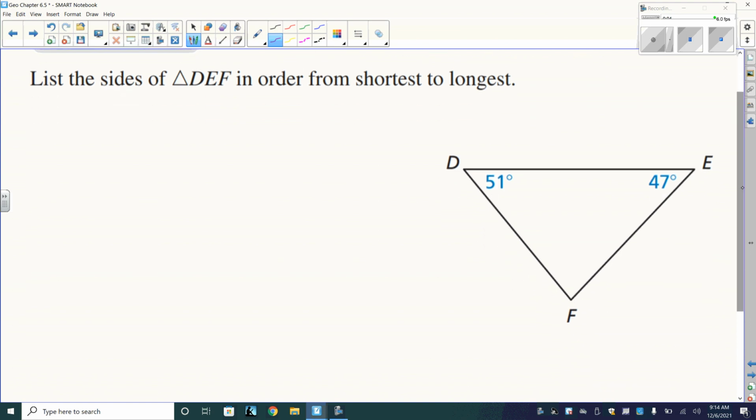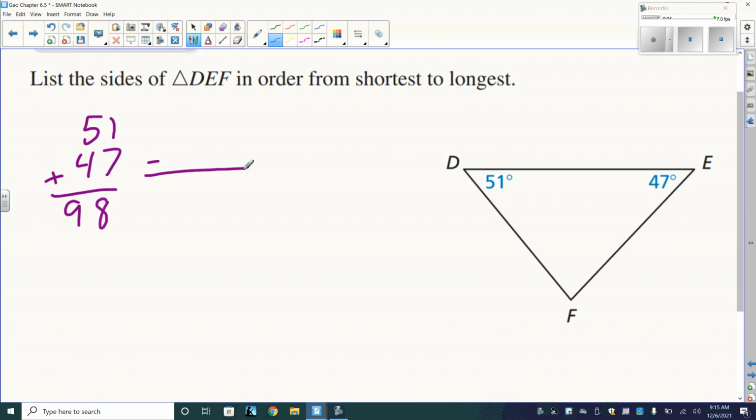List the sides of DEF in order from shortest to longest. Which angle is smallest? Do we know what angle F is? But what do we know about all three angles of a triangle? They have to be 180 degrees. So if I add 51 and 47 together, 7 and 1 is 8, 5 and 4 is 9.